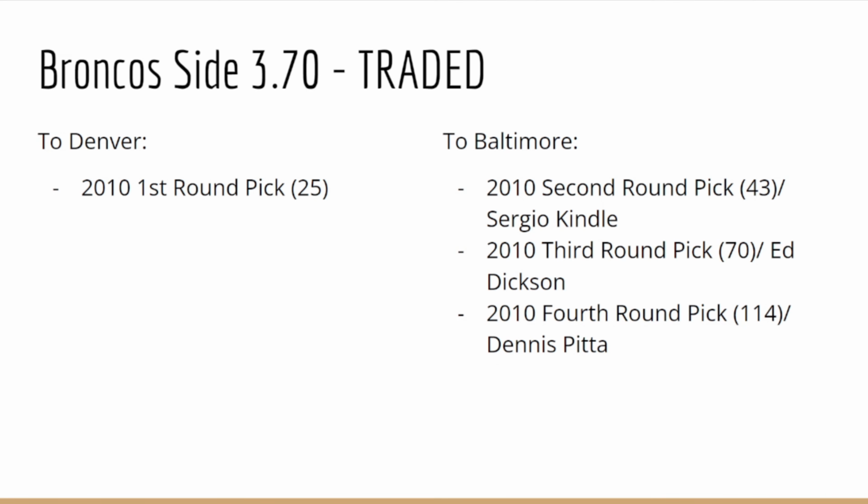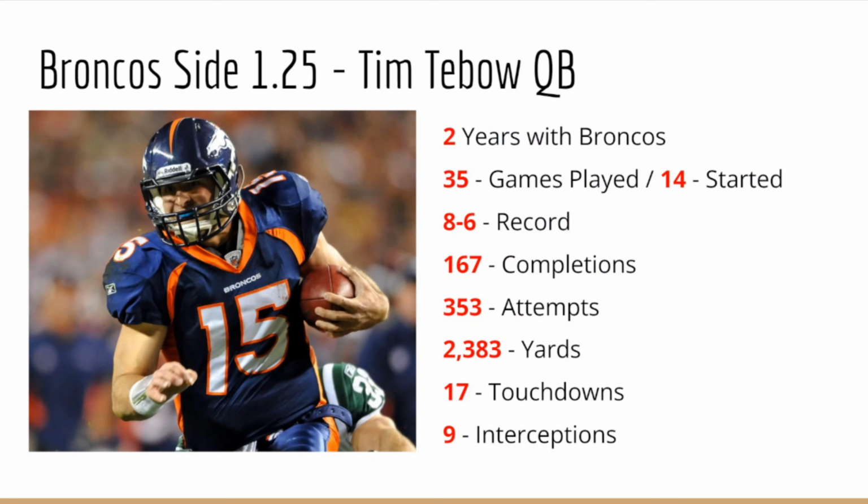Now, what did we use that 3rd-round pick, 70th overall, for? Well, we would actually use it to trade up with Baltimore. We would send our 2nd-round pick, 43rd overall, our 3rd-round pick, 70th overall, and our 4th-round pick, 114th overall, in exchange for the 25th overall pick in 2010. The picks that we sent away, our second round would end up being Sergio Kindle, the third round would end up being Ed Dickson, and the fourth round would end up being Dennis Pitta. And who did we select with the 25th overall pick in 2010? Well, it ended up being quarterback Tim Tebow.